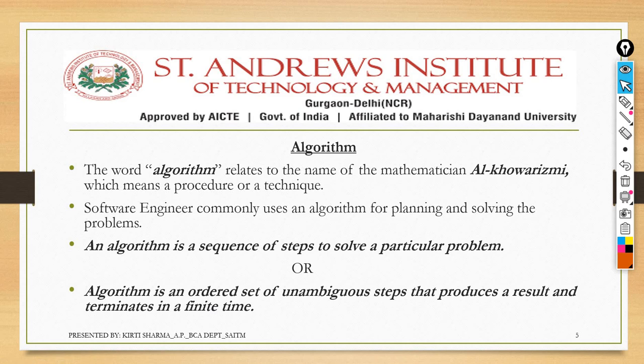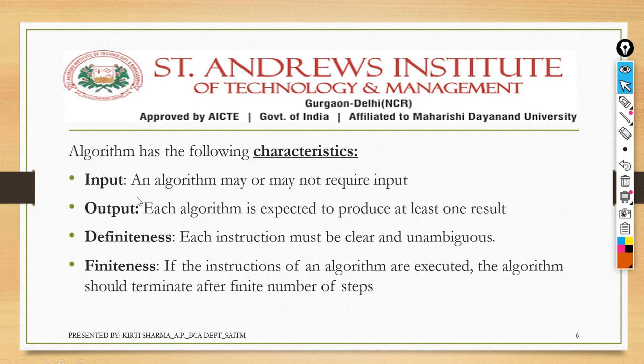So here are some characteristics of algorithms. On the basis of these two definitions, we can conclude these characteristics. First thing, there should be some input. In any algorithm there may or may not be any input, but there must be output. At least one output should be there in any algorithm.